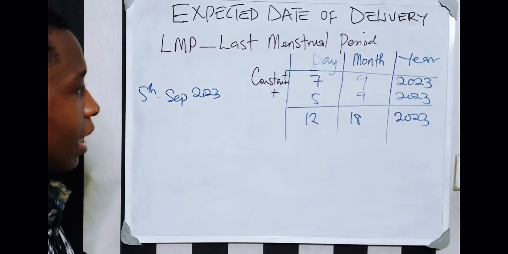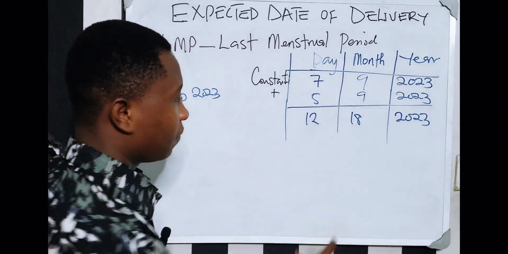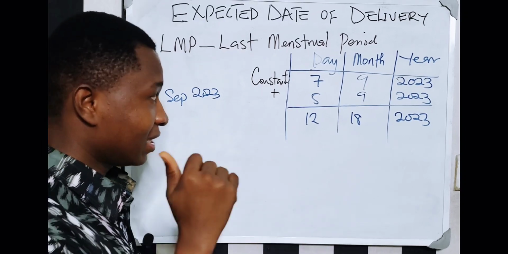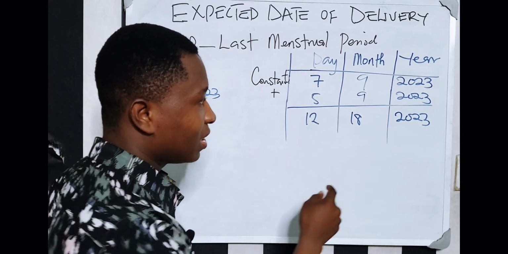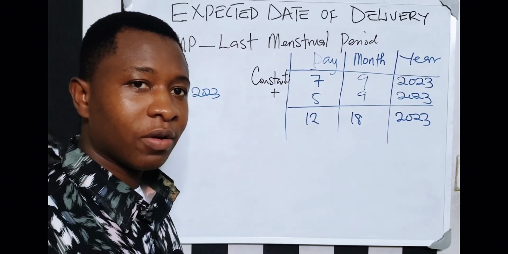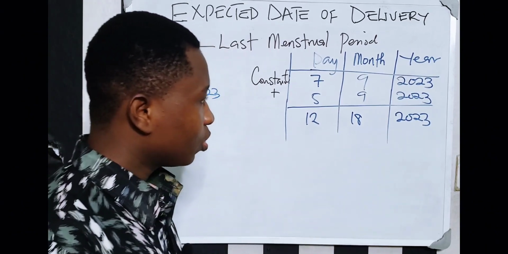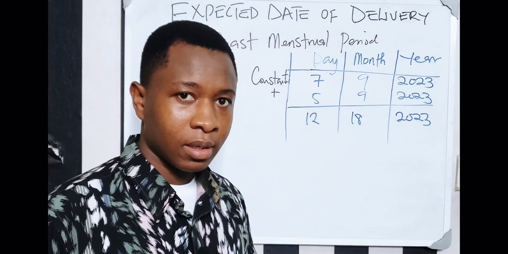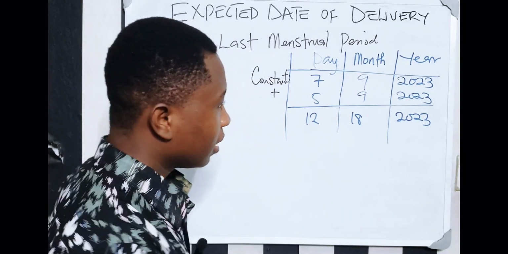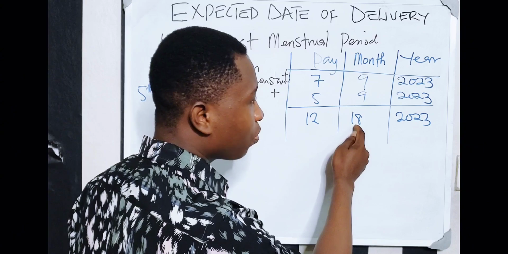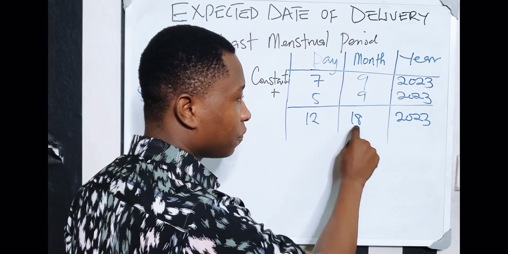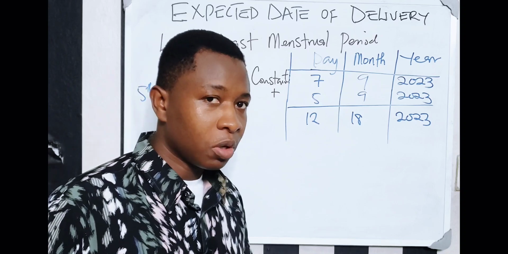Now, if you look at this figure we have here, there's a problem somewhere, just like we had a problem with the last date. That problem is in the month. Because we know that we have just 12 months in a year, right? We are not supposed to have up to 18. This figure is not supposed to be more than 12 here because we just have 12 months in a year.